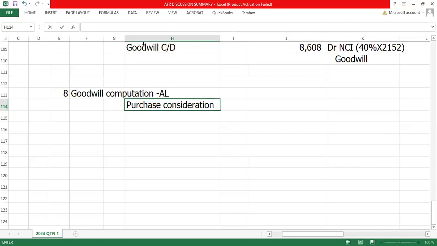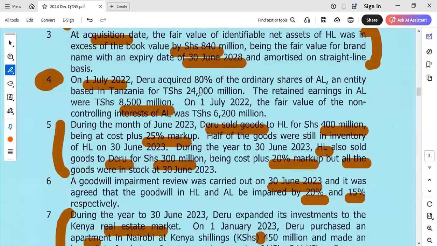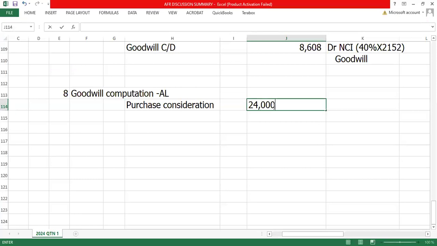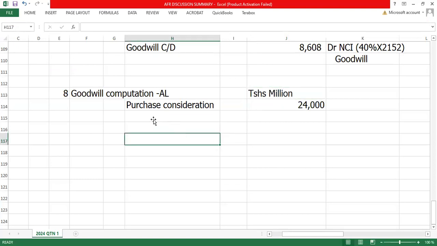The purchase consideration is how much? How much did you pay to acquire shares in the other entity? You paid 24,000 Tanzanian shillings. You see that it is in TZ. So it means that you first work in Tanzanian shillings.